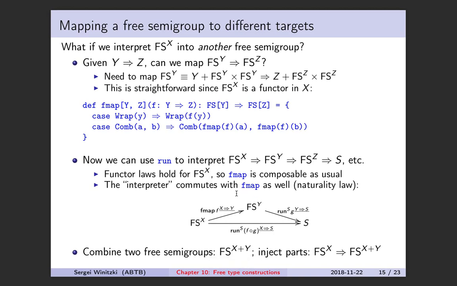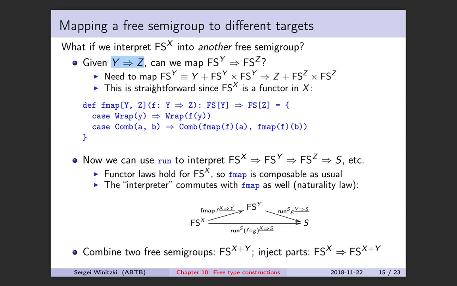So what if we interpret this free semigroup that we had before into another free semigroup? Well, that would be an interesting thing to do. In general, we can interpret a free semigroup generated by y into a free semigroup generated by z if we have an embedding from y into the free semigroup of z. That is certainly what we can do. But we know it's a free semigroup. So what if we just have an embedding from y to z, not from y to the free semigroup of z? Because a free semigroup is a big thing. Maybe it's much easier to do this.